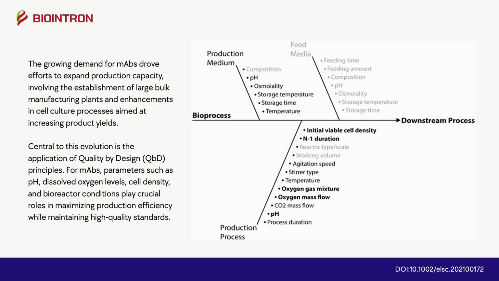The growing demand for monoclonal antibodies drove efforts to expand production capacity, involving the establishment of large bulk manufacturing plants and enhancements in cell culture processes aimed at increasing product yields. Central to this evolution is the application of quality by design principles. For monoclonal antibodies, parameters such as pH, dissolved oxygen levels, cell density, and bioreactor conditions play crucial roles in maximizing production efficiency while maintaining high-quality standards.